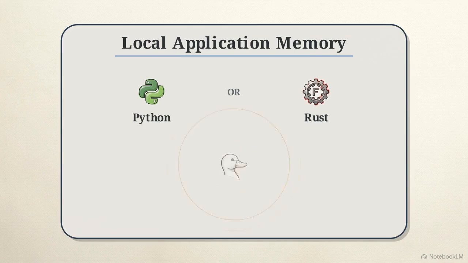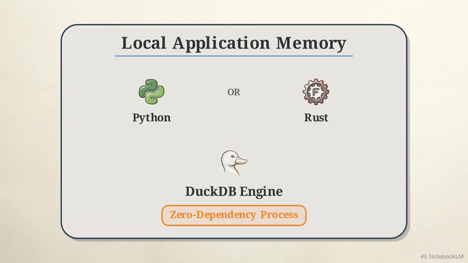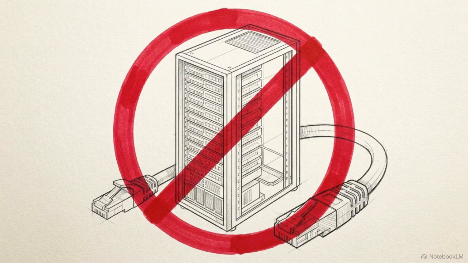Let's examine the mechanics, starting at the smallest execution unit. This diagram represents a single local in-process memory space, like a back-end Python or Rust environment. Notice how the DuckDB engine instantiates natively inside this boundary as a zero-dependency process. It operates strictly as an in-process engine. There is no standalone database server, no daemon, and no socket connection required.